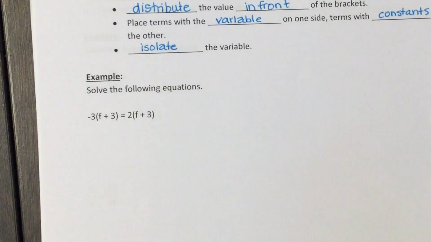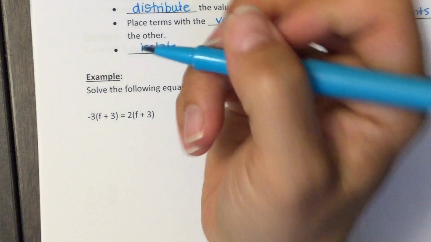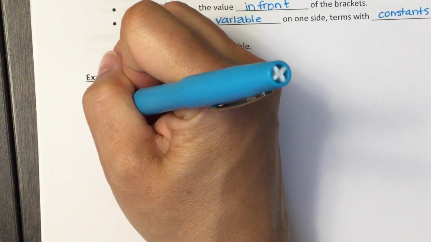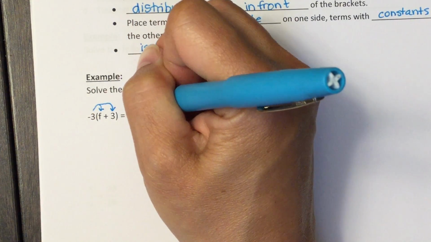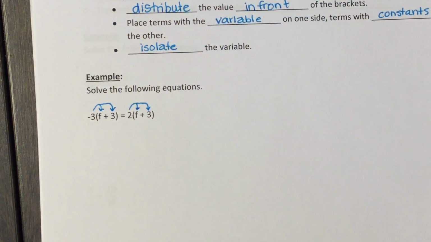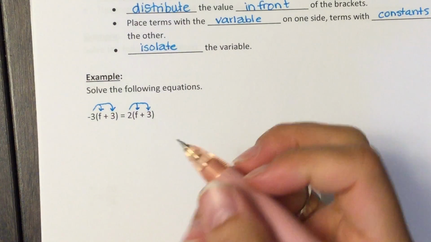Okay, so let's give this a try. We're going to take this -3 and distribute it to everything inside the brackets here, and the 2 to everything inside the brackets here. We can't use our flow chart because there's more than one variable. First we have to bring it down to one variable.